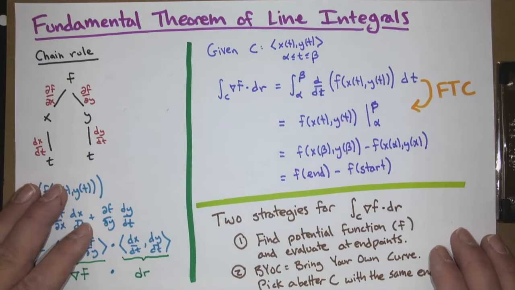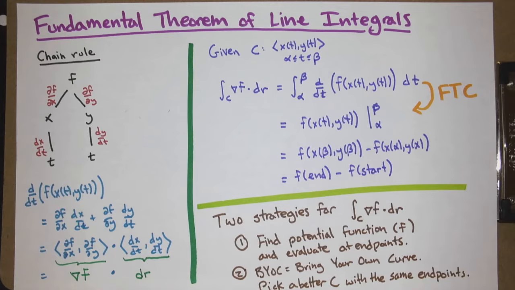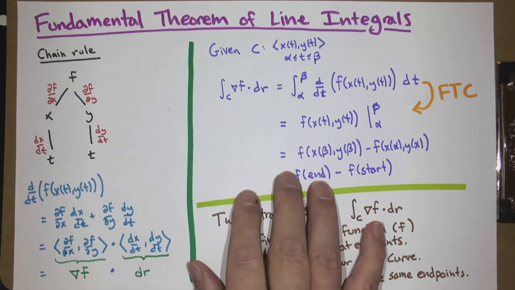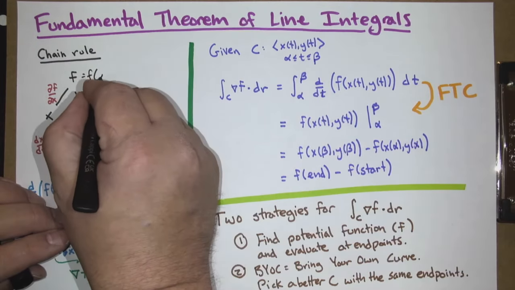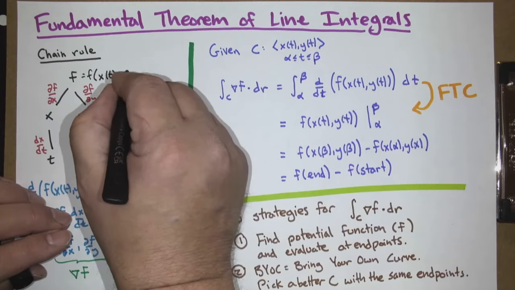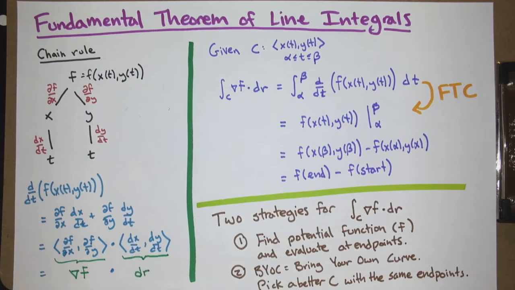And the good news is that the fundamental theorem of line integrals is very quick to prove because we have all the pieces in place. We start with a little reminder. We did the chain rule. We have a function f that is a function of x and y. So f is f of x, y. And more particularly, x and y are themselves functions of t. So we can ask, what happens to f as we vary t? And that's the chain rule we talked about in the previous part of the course.